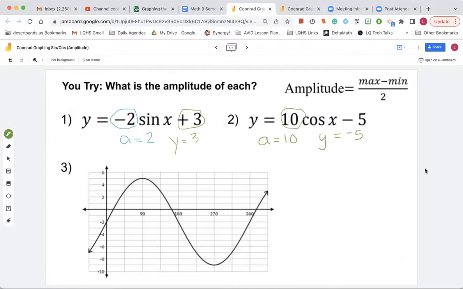Okay. So the next thing is on number 3, you go, well, here's the maximum. Here's the minimum, right? So I'm here at 5 and I'm down here at -9. How far is it from 5 to -9?